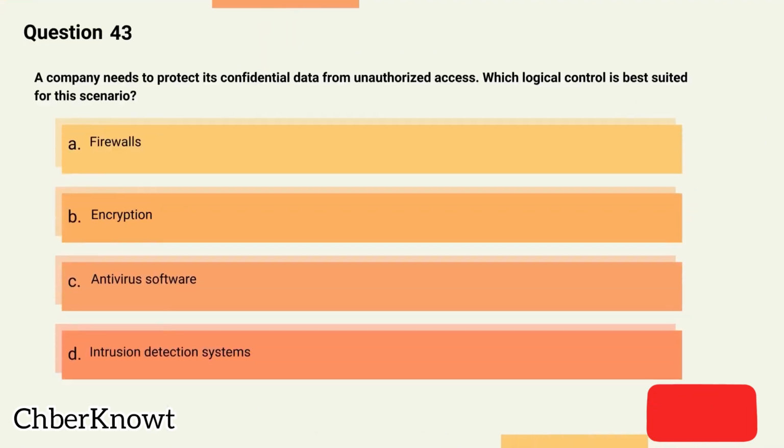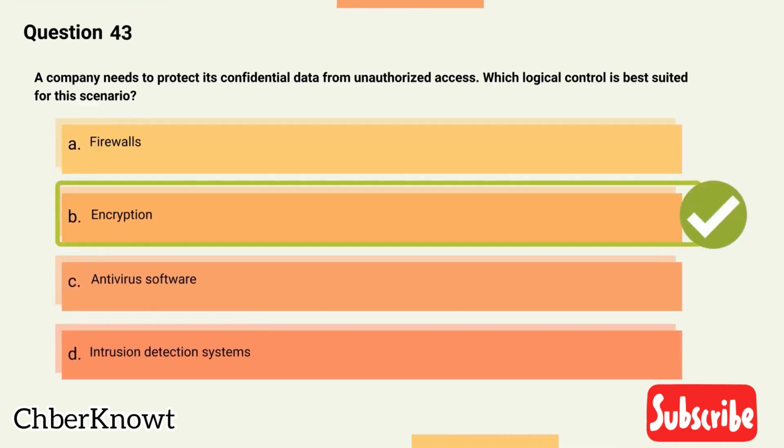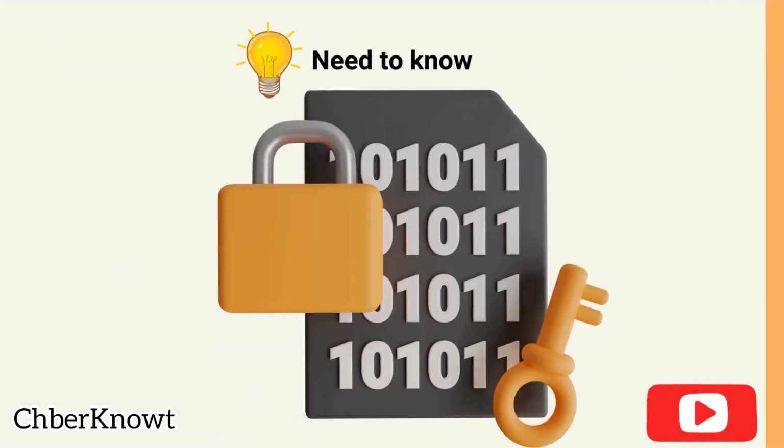Question 43. A company needs to protect its confidential data from unauthorized access. Which logical control is best suited for this scenario? Option A. Firewalls. Option B. Encryption. Option C. Antivirus software. Option D. Intrusion detection systems. The correct answer is option B. Encryption. Explanation. Encryption is best suited for protecting confidential data from unauthorized access. Encryption ensures that data is protected by making it unreadable without the appropriate decryption key.